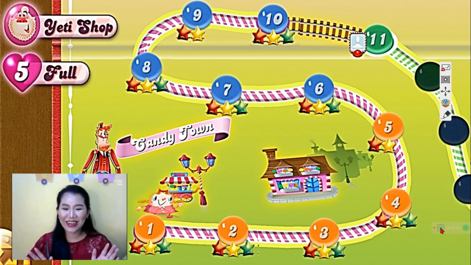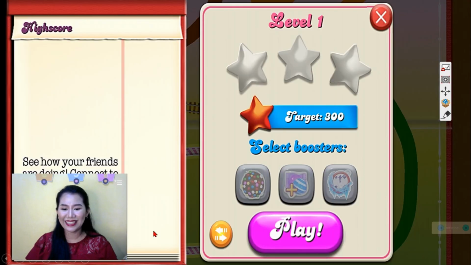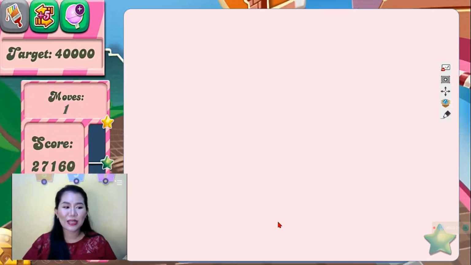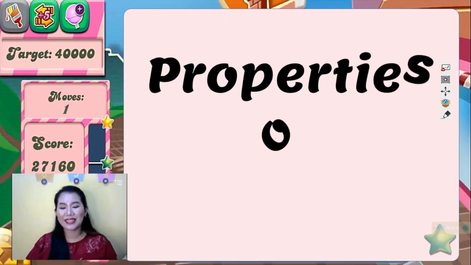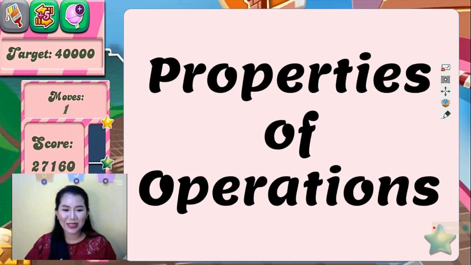Okay, so we are going to have this topic or this lesson by level. So let's take it one step at a time. So let's go to level 1. Okay, let's play. Alright, so after going through this lesson, you are expected to illustrate the different properties of operations on the set of integers and apply them on our examples.